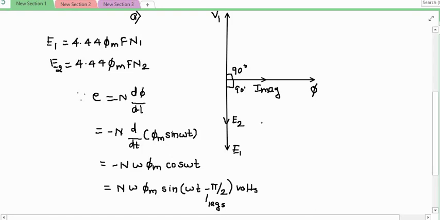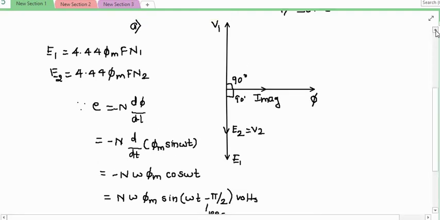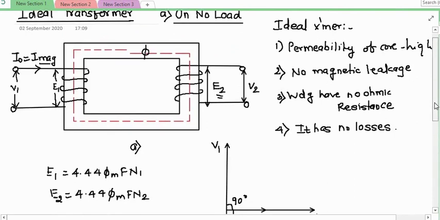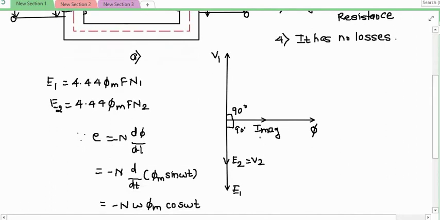Since the secondary circuit is open, my secondary terminal voltage V2 is actually equal to E2, because my secondary is open circuit. So whatever EMF is induced here is equal to the voltage across the output terminals. That's why I have written E2 is equal to V2 here. Also, there is a negligible voltage drop in the primary.